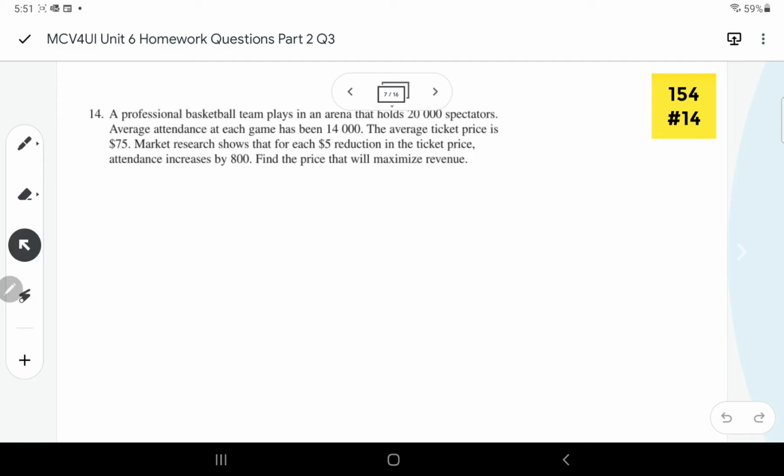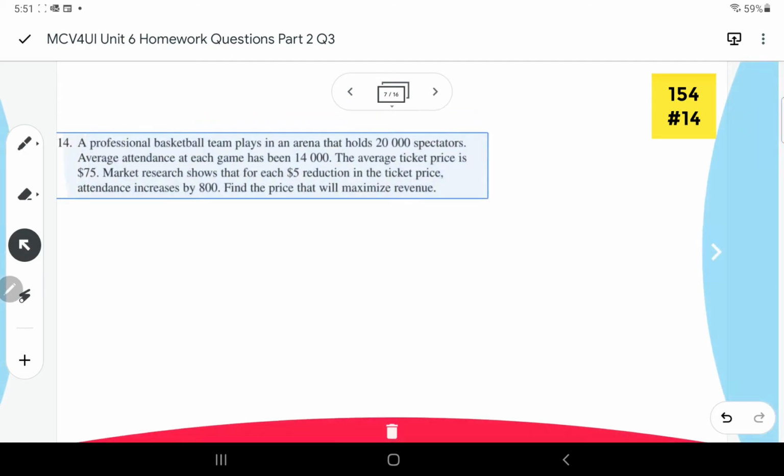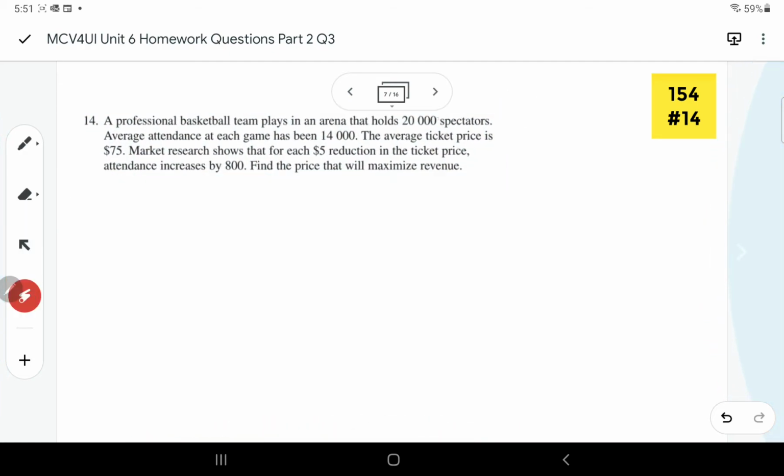Okay, the next one, we have a basketball team that plays in an arena that holds 20,000 spectators. Now that's actually kind of interesting. We haven't had a lot where we've got an upper bound. So we can figure out what the capacity is for this arena. Average attendance has been 14,000. The average ticket price is $75. Market research shows that for each $5 reduction in price, attendance increases by 800. Find the price that will maximize revenue.